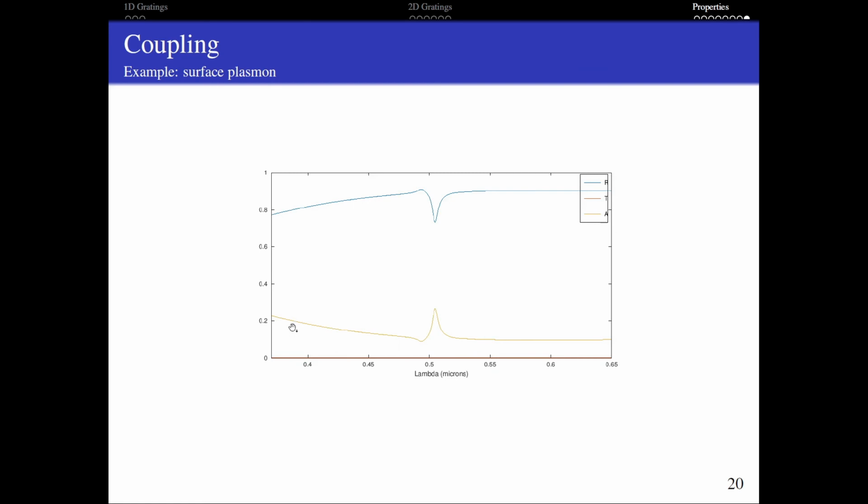And when you look at the spectra, you're going to see this coupling in this case. This is computed for a perfectly periodic grating, and we see the signature of the plasmon coupling in this case.